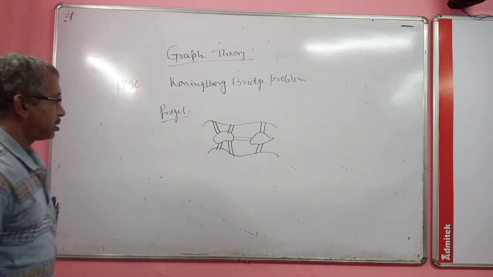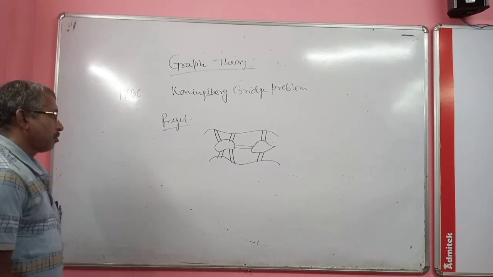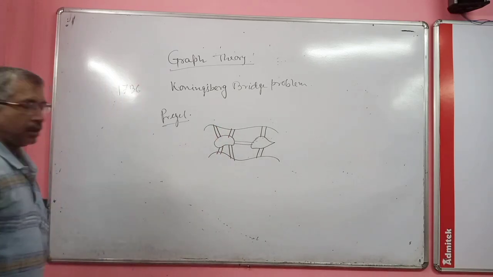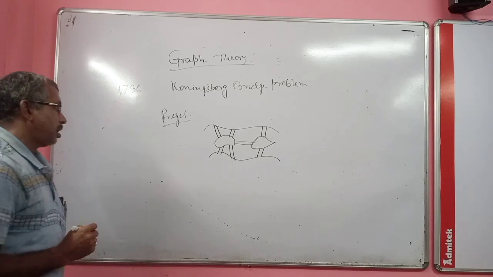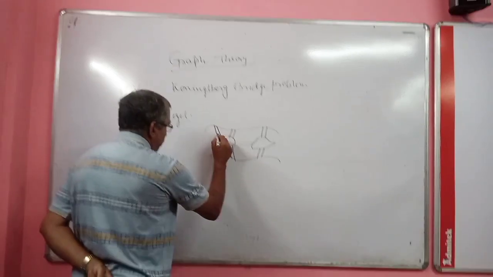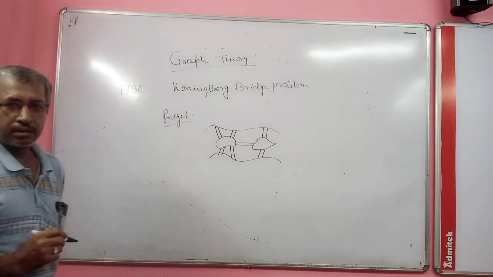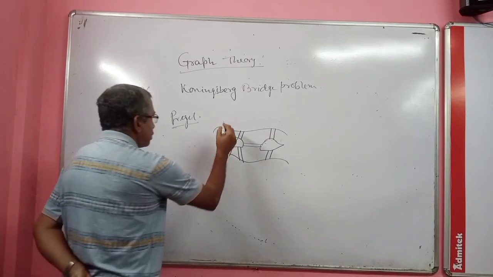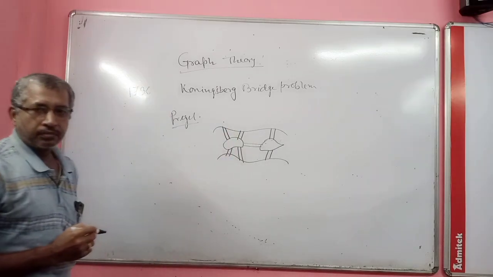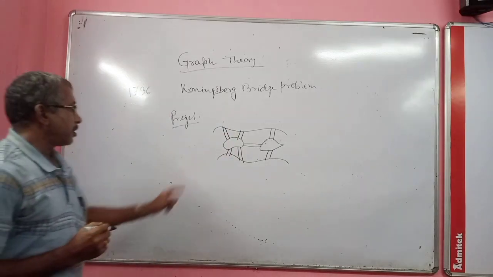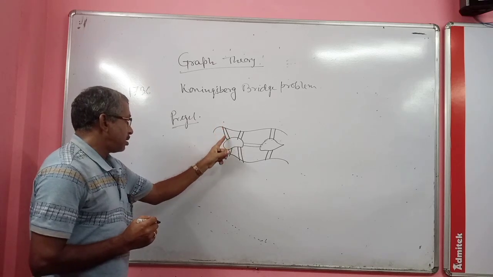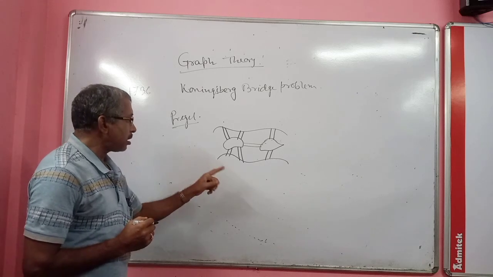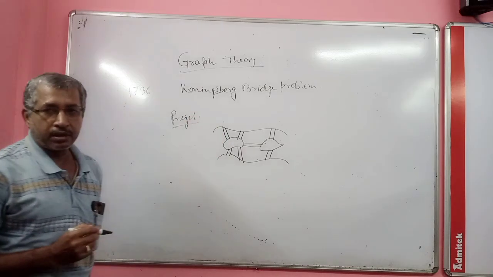Now the problem was, starting from any point and using the bridges only once, covering all the bridges and reaching the starting point. What was the problem? Starting from a point, covering all the bridges once and returning to the starting point.